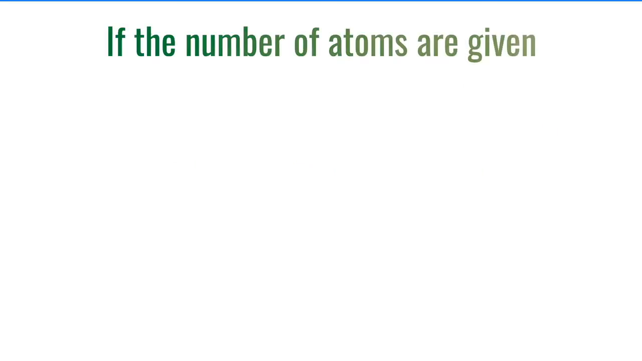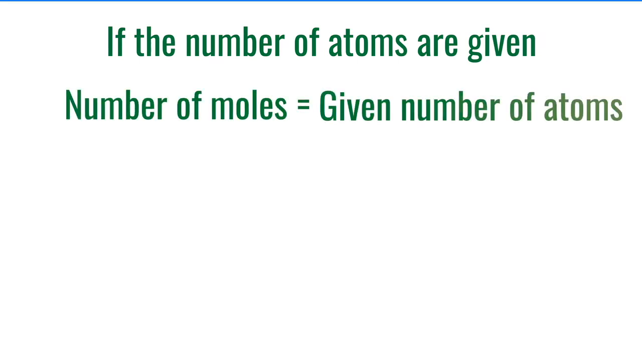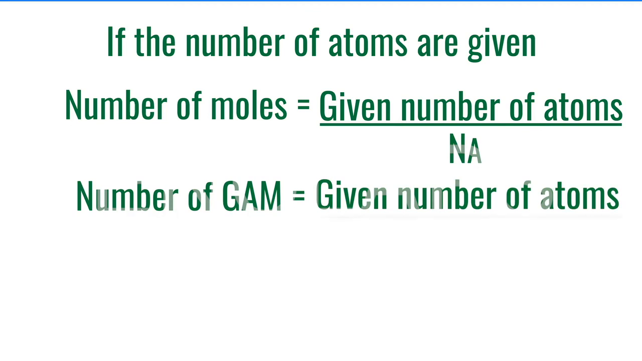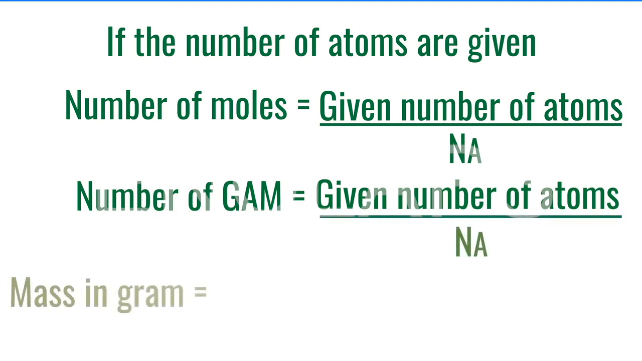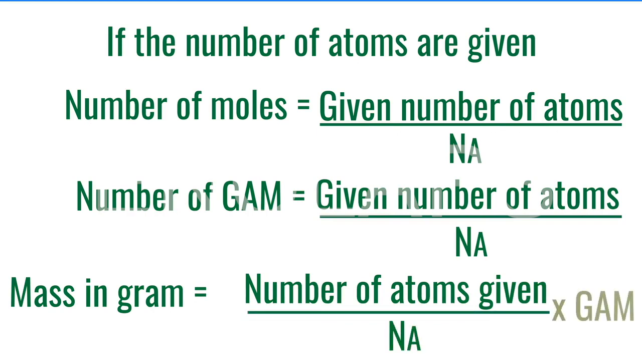Then, if the number of atoms are given, number of moles equal to given number of atoms divided by Na. Number of GAM equal to given number of atoms divided by Na. Mass in gram equal to number of atoms given divided by Na into GAM. Okay. On the basis of these equations, there are so many problems given in our notes icon.